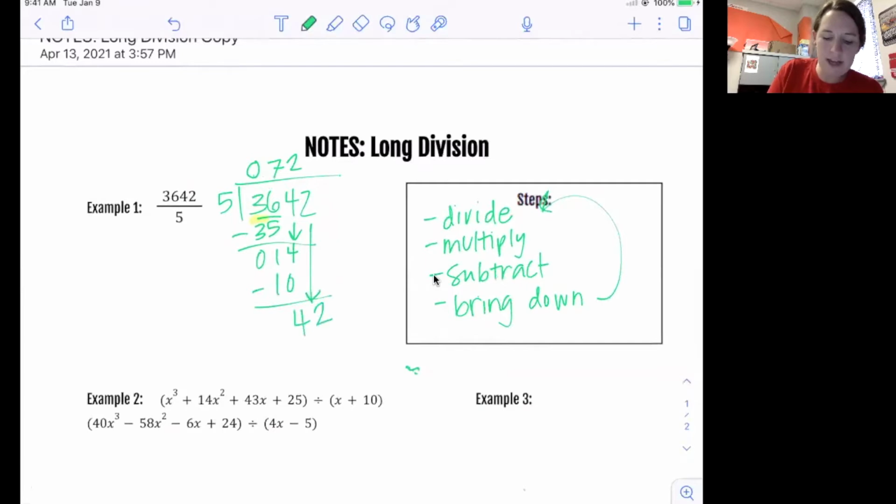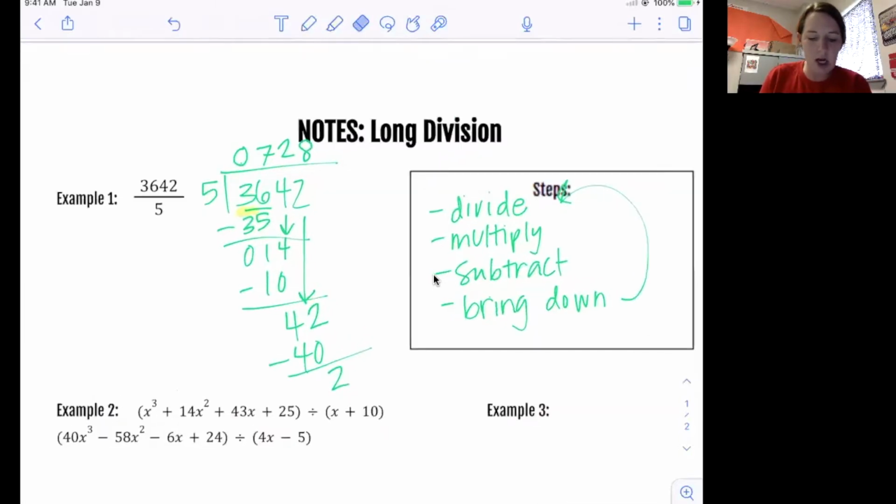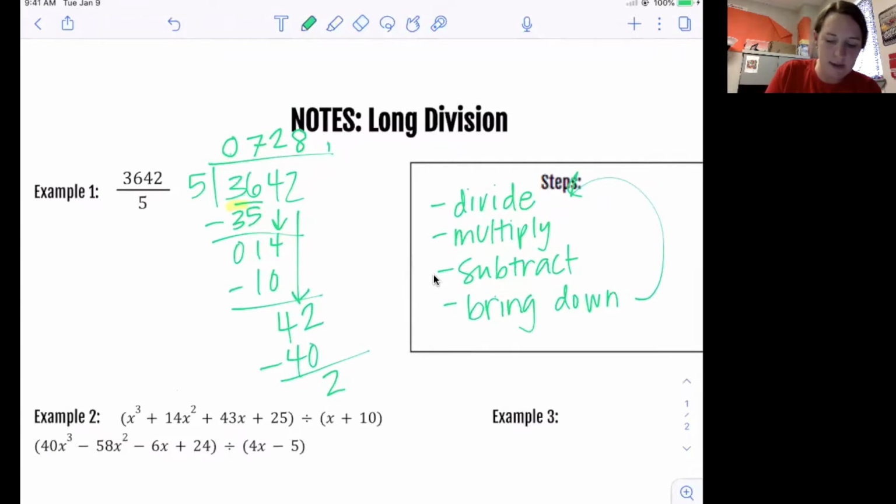5 goes into 42 8 times. 8 times 5 is 40. Subtract, I get a 2. At this point, we have a couple of options. We can write our remainder as remainder 2. We're not going to do that. You could add a decimal, bring down a 0, continue dividing, and you would get 728.4.